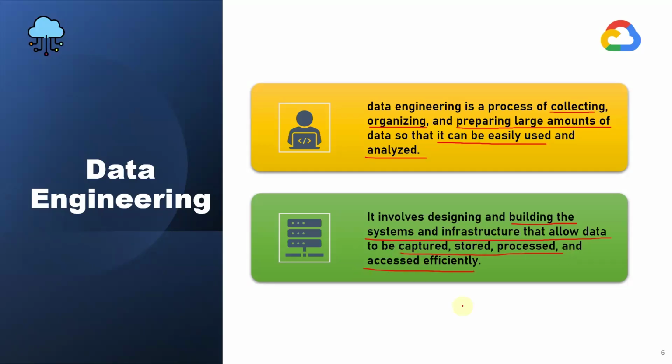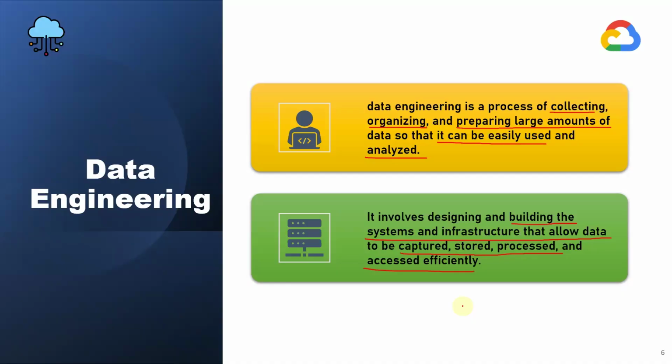Because we don't want to manually store the data. We don't want to manually process the data. We want to build the systems, infrastructure, or pipelines so that they automatically capture, store, process, and analyze the data efficiently. So that's where we build the systems and pipelines. This is what data engineering is, guys, in very simple terms. Now anyone can understand this one.